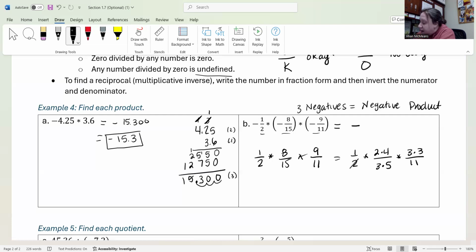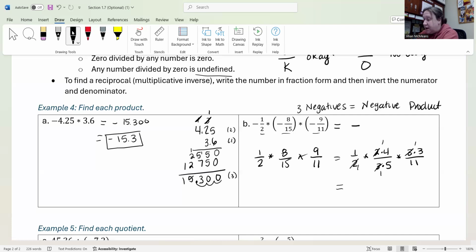So 2 divided by 2 is 1. Those 2's cancel. 3's cancel. 3 divided by 3 is 1. 3 divided by 3 is 1. And now in the numerator, I have a 1, a 4, and a 3. In the denominator, I have 1s and a 5 and an 11. Nothing else will cancel. So I want to multiply across.